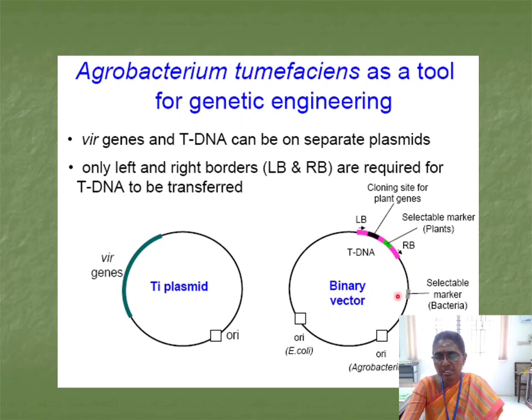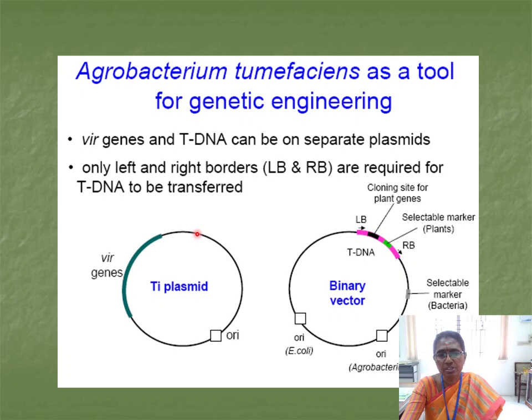Apart from this, the binary vector will have a tDNA region flanked by the right border and left border. In this tDNA region, it will have a cloning site for the plant genes as well as selectable markers, which can be used as a marker system to select the transformed cells in the plants. Outside the right and left borders, we have another selectable marker, which will be used to select the transformed bacteria.